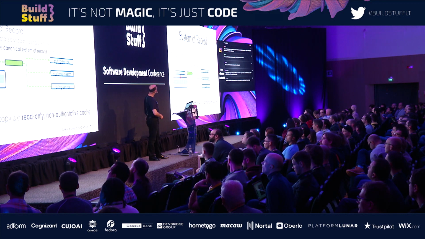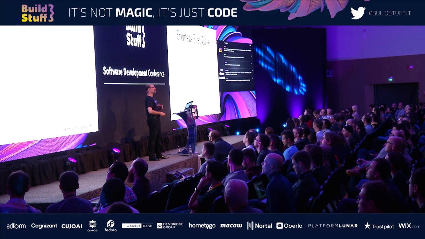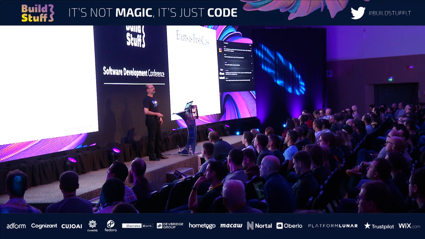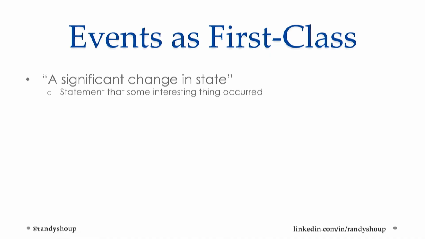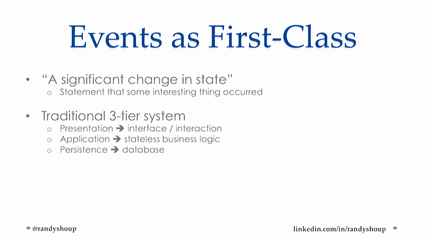All right, cool. So the next idea is using events as a first-class concept in our infrastructure. Wikipedia defines an event as a significant change in state. I like to think of it as a statement that something interesting occurred. A statement that something interesting occurred.